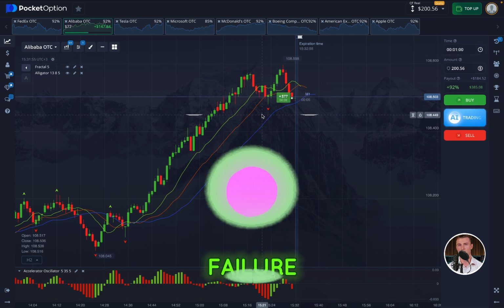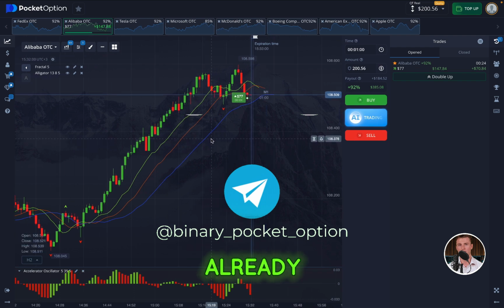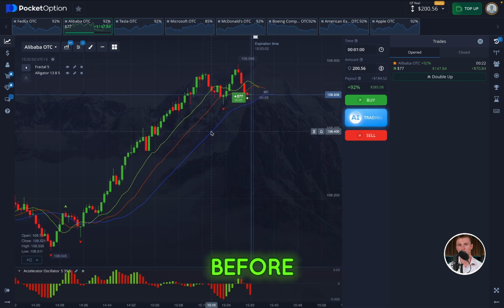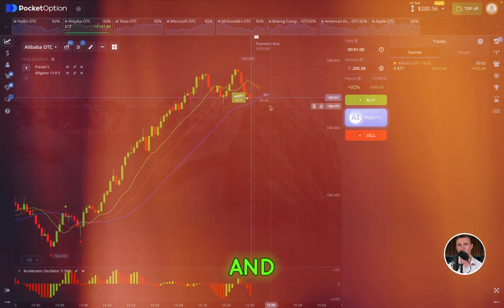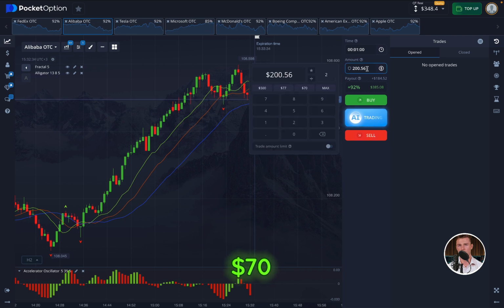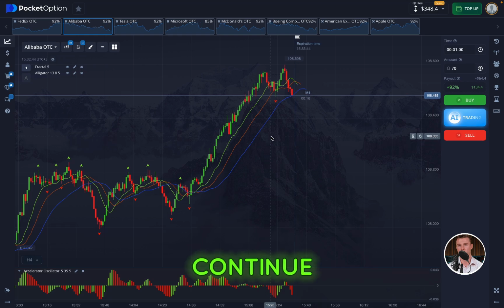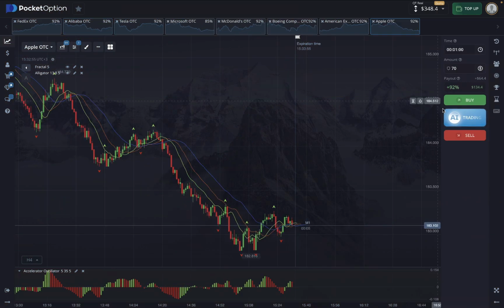And in case of failure of this transaction, I will open an additional $200 already about 20 seconds before the position is completed. And the position is closing. Well, let's probably open the next trade for $70 as well, select the next asset, and continue trading.